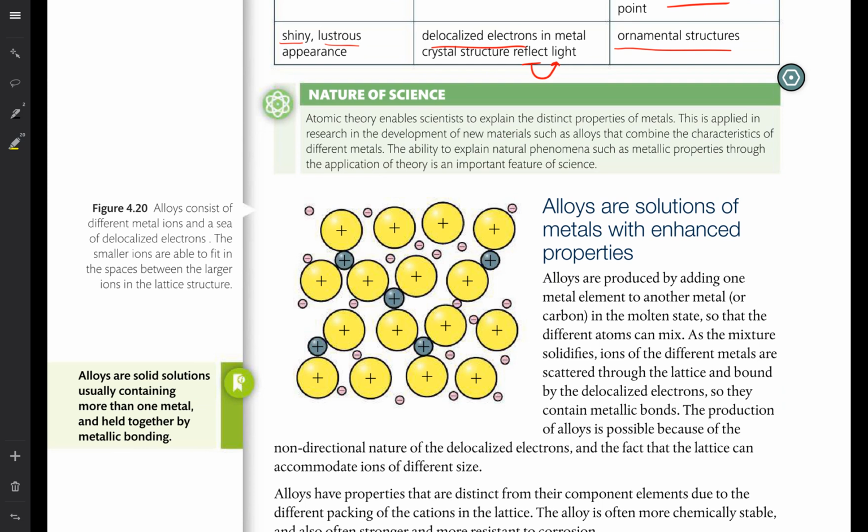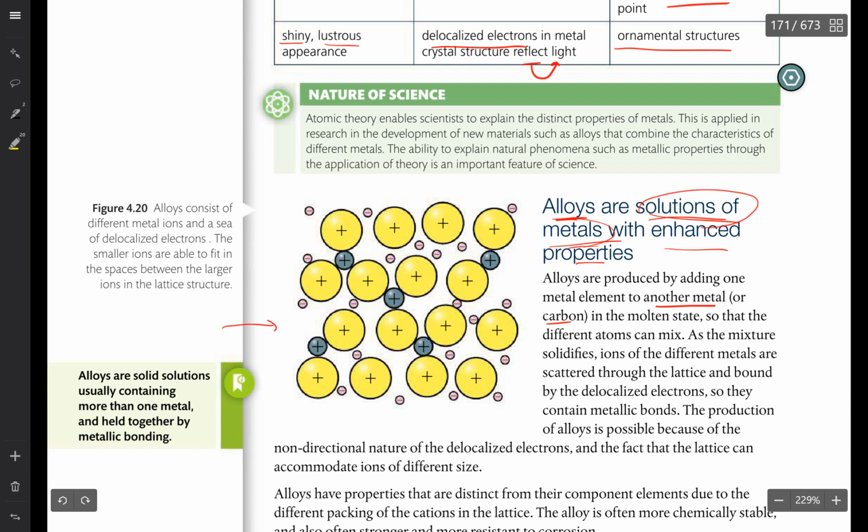In the next topic, we want to talk about alloys. Alloys are solutions of metals with enhanced properties. So we have a solution of metals, a solid solution. When we talk about a solution, it means two materials are mixed with each other and evenly distributed in each other. We can make an alloy by adding another metal or carbon to a metal when it is melted. So we melt two metals and mix them when they are molten in liquid form. When they solidify, they make the alloy, or solution of metals.